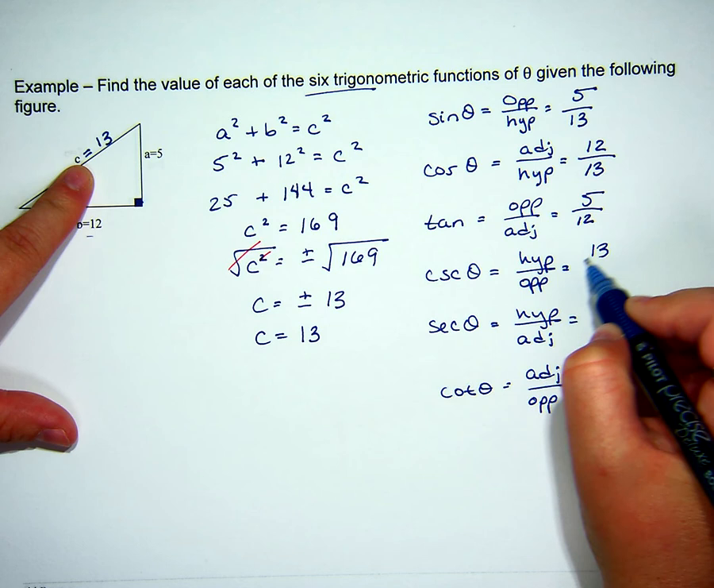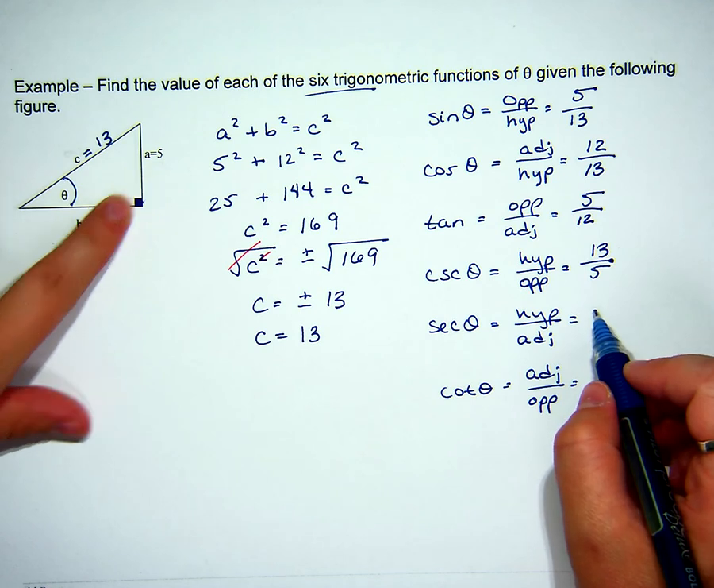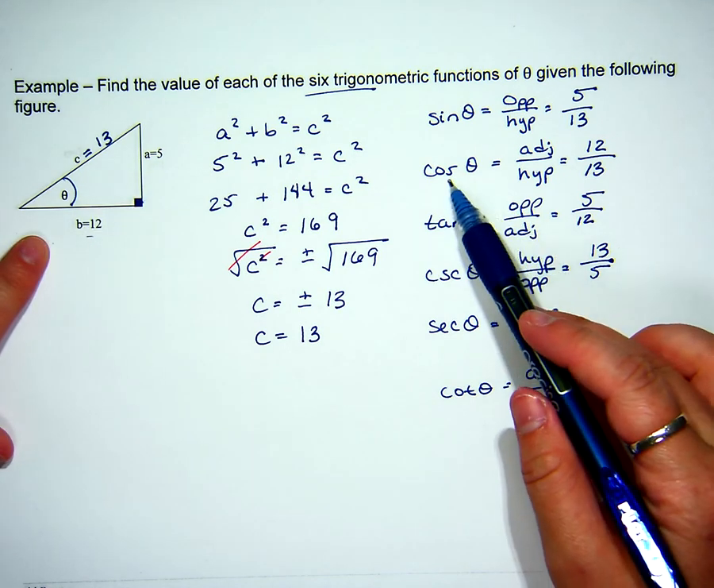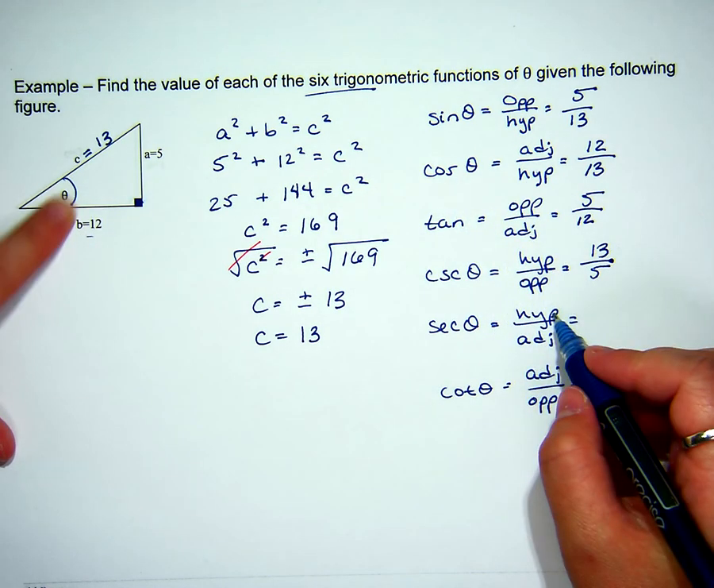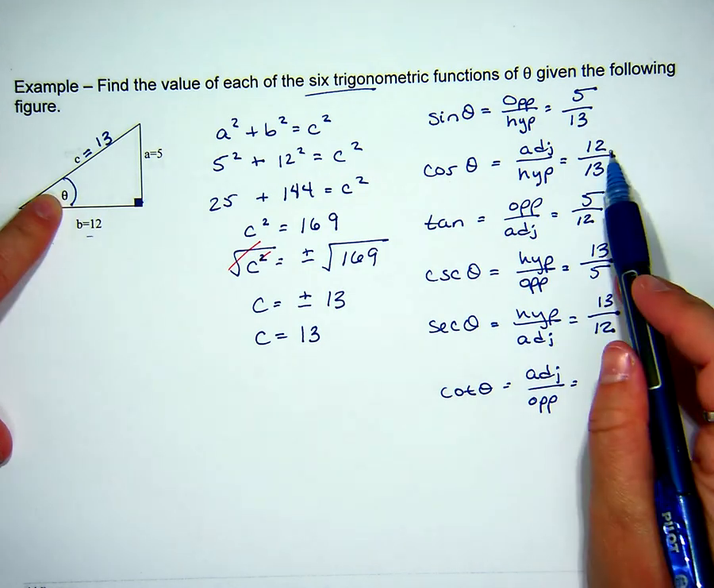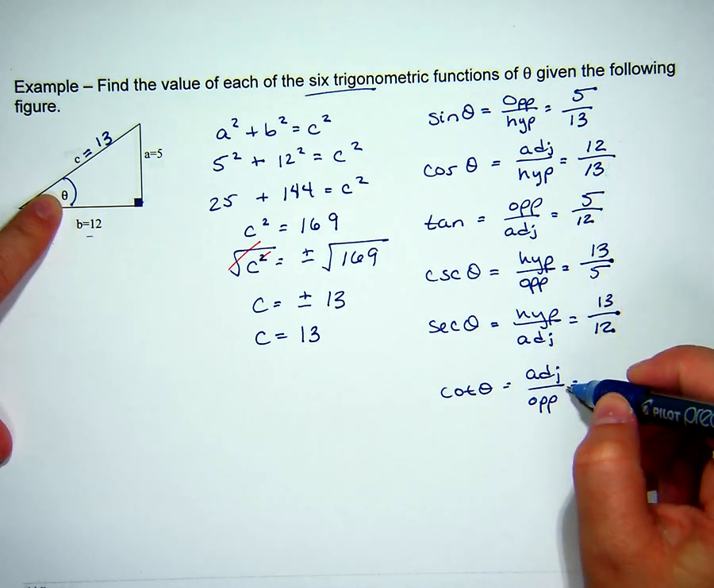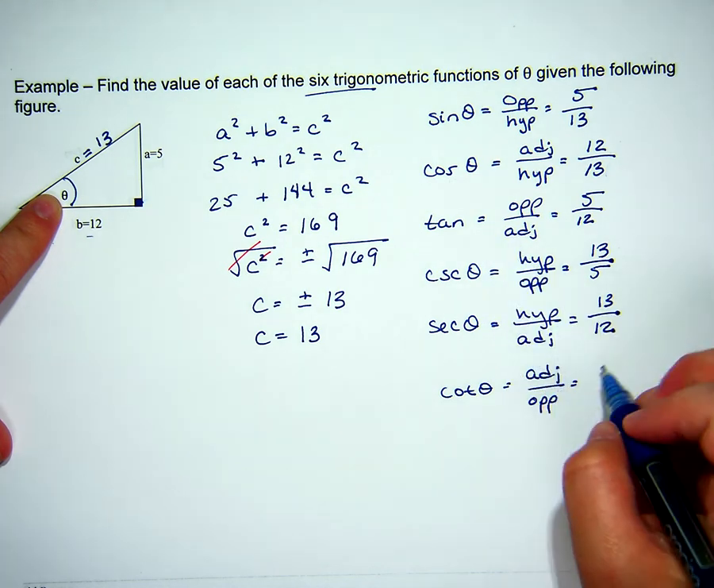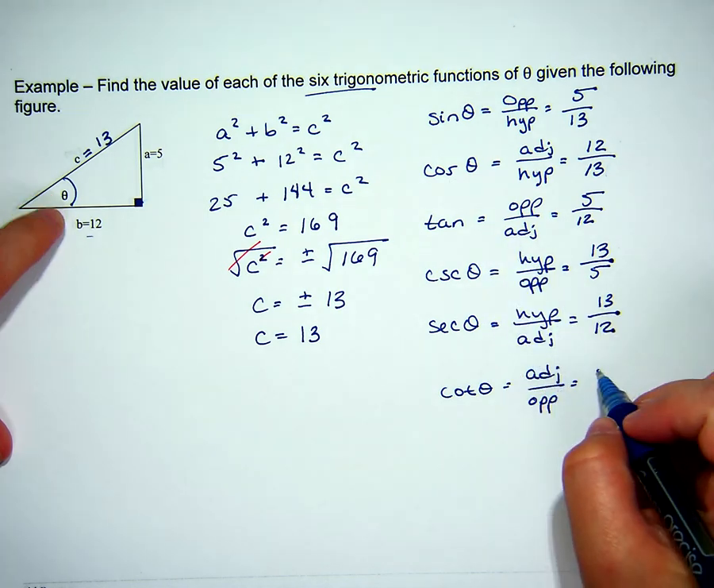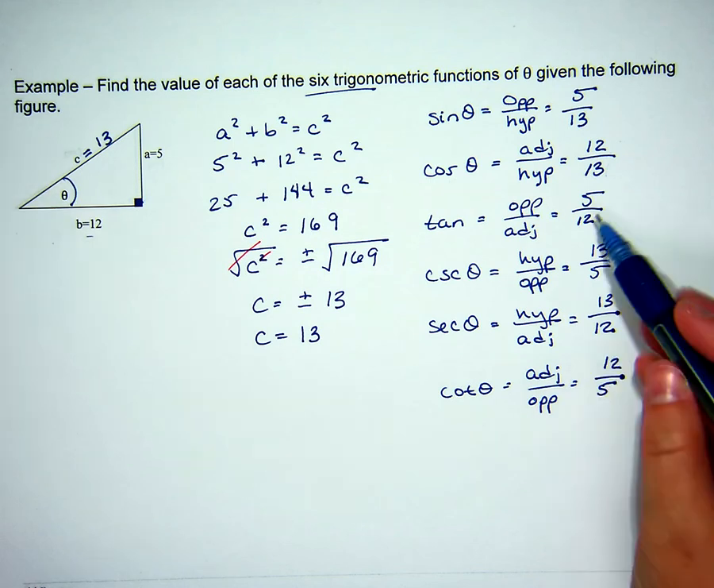Notice that this quantity is the reciprocal or flip of the sine value. Secant is the reciprocal of cosine. It's the hypotenuse, 13, over the adjacent, 12. Again, notice that this value is the reciprocal or flip of the cosine. Cotangent is the reciprocal of tangent, so it's the adjacent over the opposite. And notice that this value is the reciprocal or flip of the tangent.